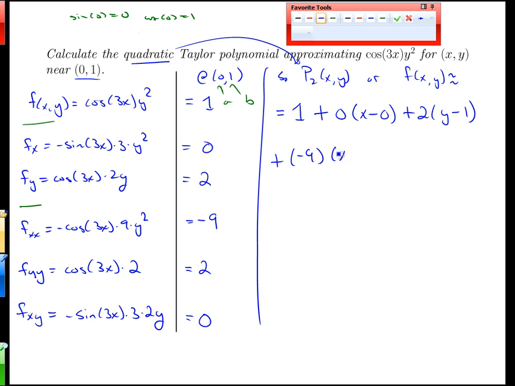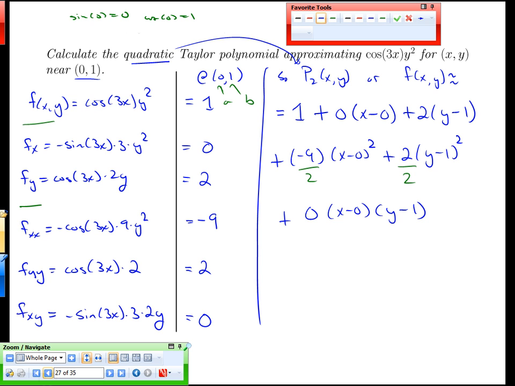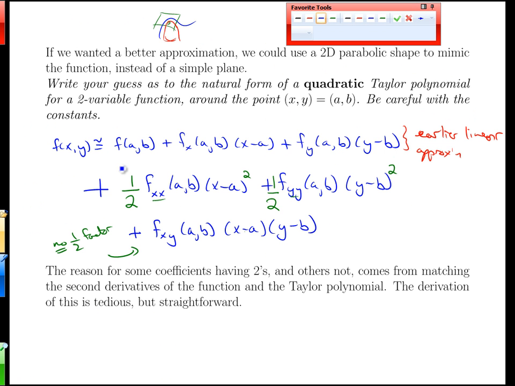Minus 9, x minus 0 squared, and we don't forget the over 2, plus 2, y minus 1 all squared, and oh yeah, that one's divided by 2, and then we get the mixed partial derivative, which is 0, times x minus 0, y minus 1. So that's applying our formula from the last page. Might help to have it in front of you while you do it. Constant term, 2 linear terms with the x and y derivatives, 2 quadratic terms with the double x, double y, and then the mixed partial derivative term.